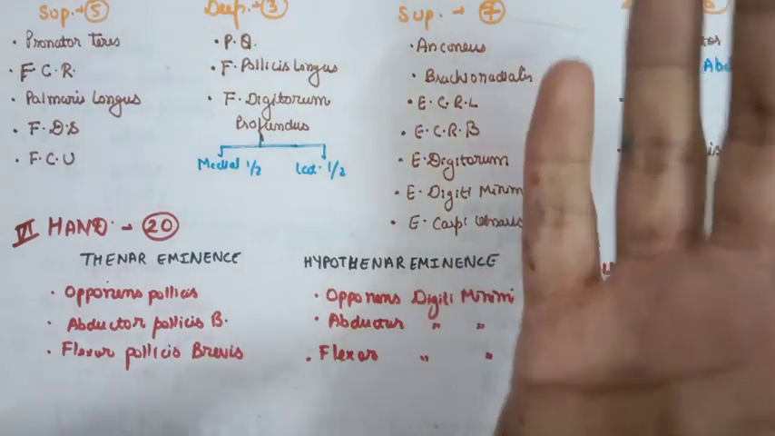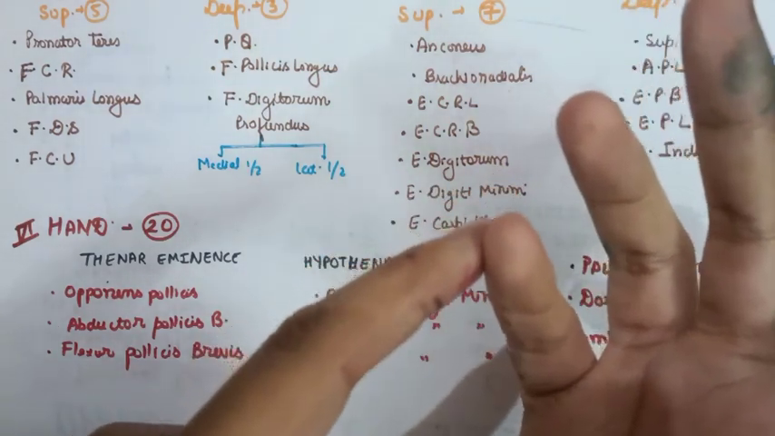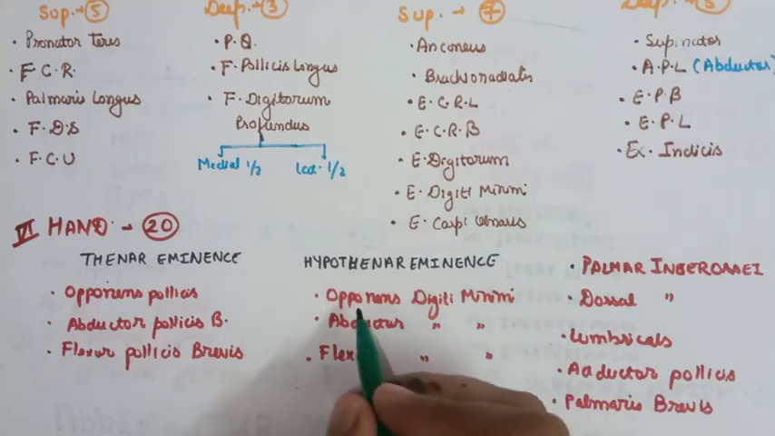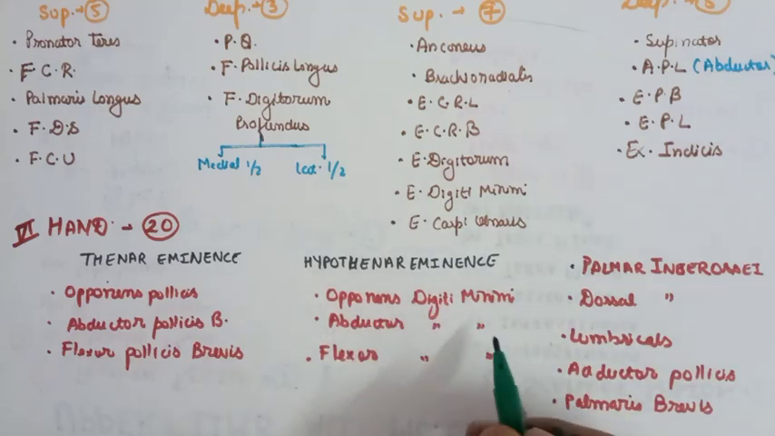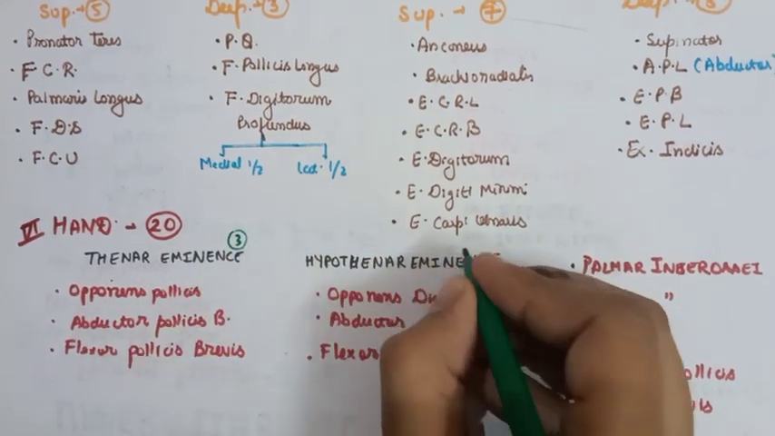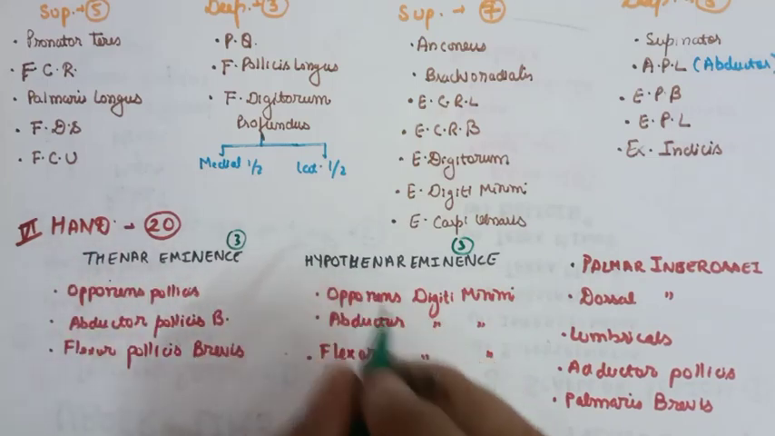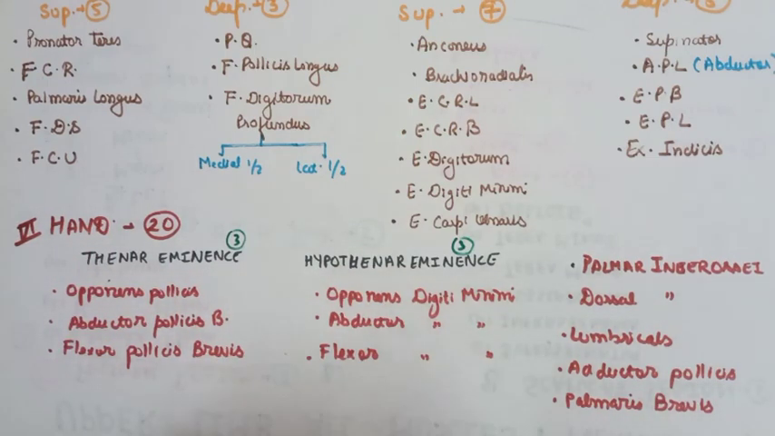What about the hypothenar eminence? It's related to the little finger, that's digiti minimi. Then we have the opponens digiti minimi, abductor digiti minimi, and then the flexor digiti minimi. Apart from this, these are 3 muscles each. So out of 20 we have discussed the 6 muscles, so the remaining are 14 muscles.